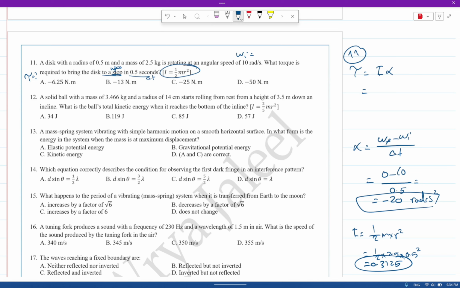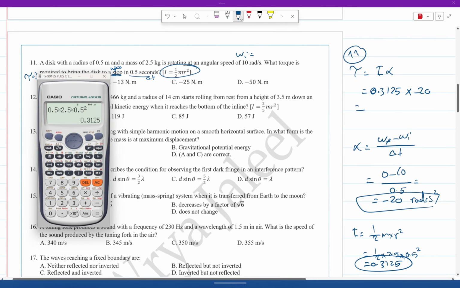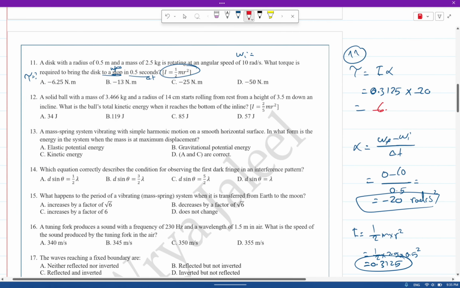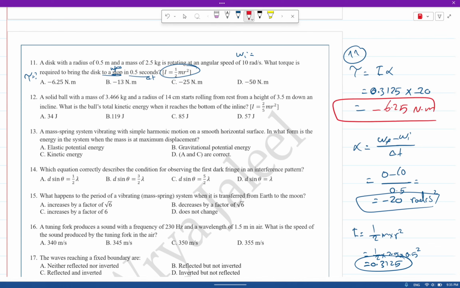We can say 0.3125 times negative 20. So you do the math, of course, you'll find the answer, and let's do that. Multiplied by, we have this, negative 20. So the answer is going to be negative 6.25, that is Newton meter. So let's see if we have this in the options. That is option A here.